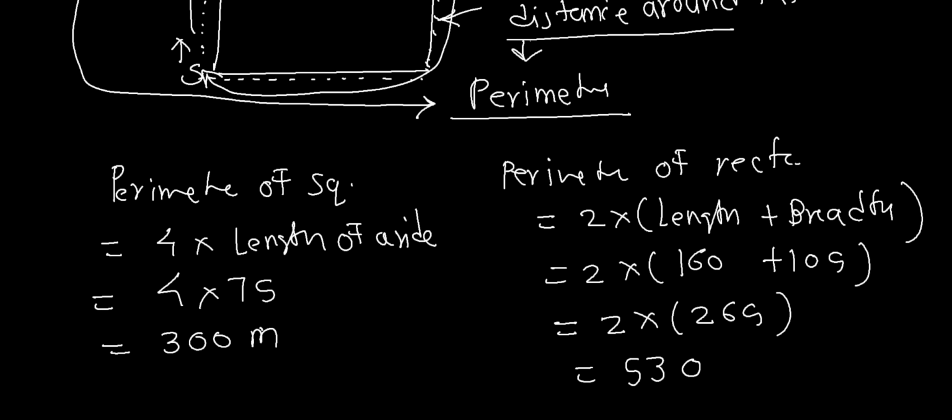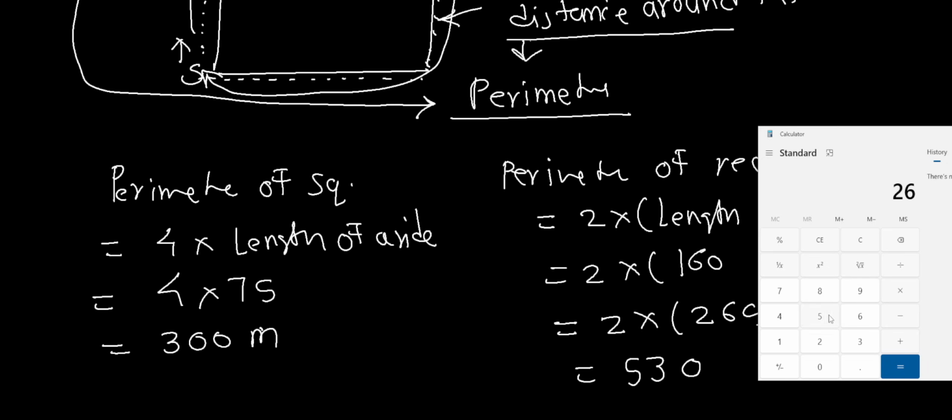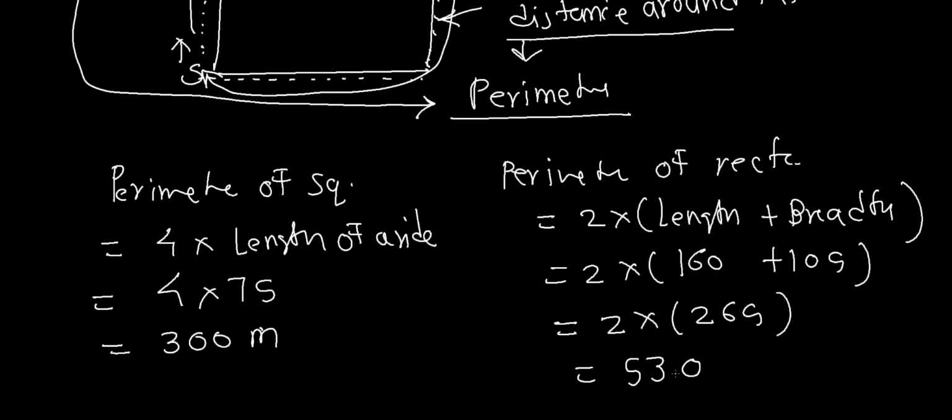I need to cross check this. 265 times 2. The maths teacher is cross checking by calculator. Correct. So the perimeter of the rectangle is 530, and its value will be in meters.